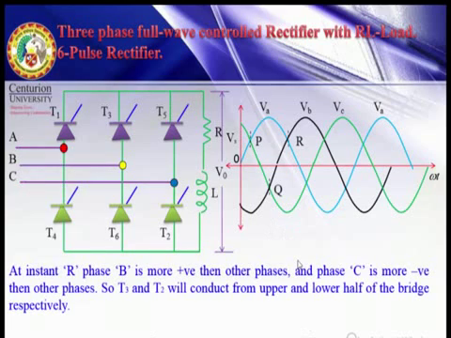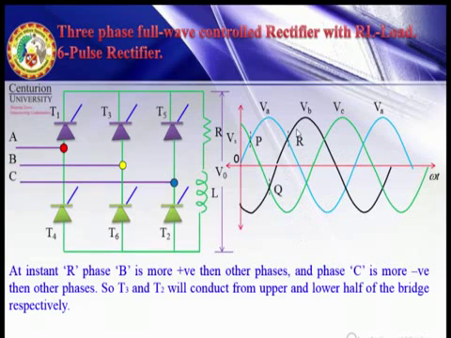At instant R, at this point, which is more positive? Phase B is more positive and phase C is more negative. In negative we have only 1, and in positive we have 2. A and B are both positive, but phase B is more positive than phase A. So which 2 will conduct?